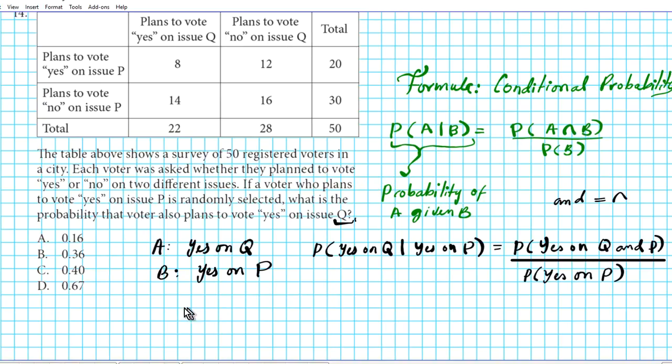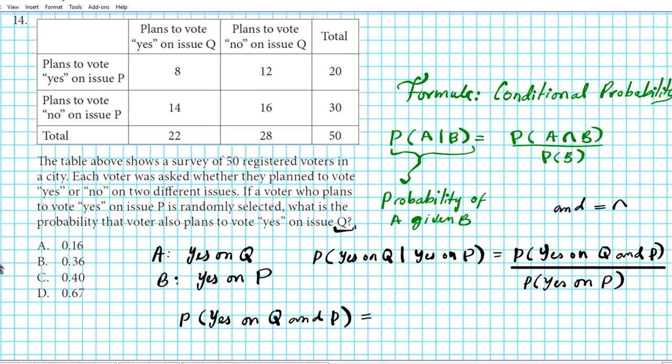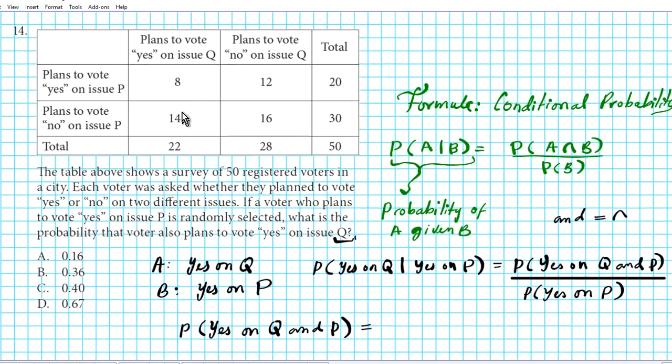The probability of yes on Q and P can be determined, the numerical value, by looking at the chart. Okay, so let's consult the chart. Where do we have yes on P and Q? This entire row is yes on Q. This entire column is yes on P. So the intersection is right here. That's where you have yes on P and Q. So the probability of yes on P and Q is the value 8, the intersection of both.